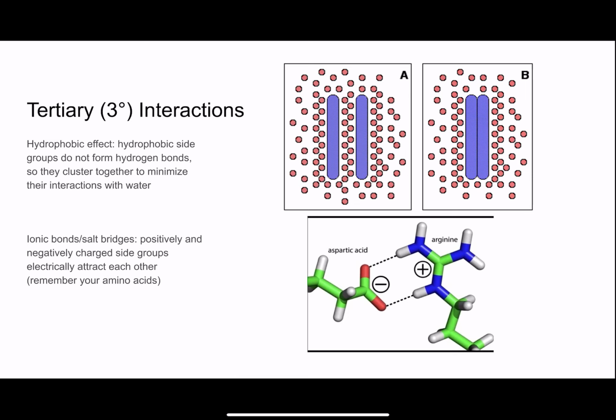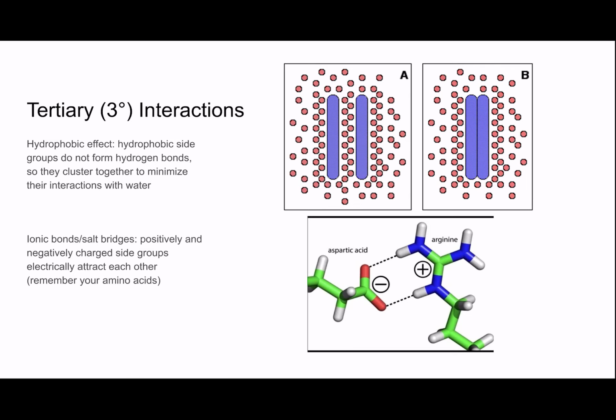Now, some examples of tertiary interactions are the hydrophobic effect, which is when hydrophobic side groups are unable to form stabilizing hydrogen bonds with water around them. So the water molecules and other hydrophilic groups form favorable interactions with each other, and they exclude the hydrophobic side groups, causing those hydrophobic side groups to appear to clump up together in order to reduce their surface area for interactions with hydrophilic or water groups.